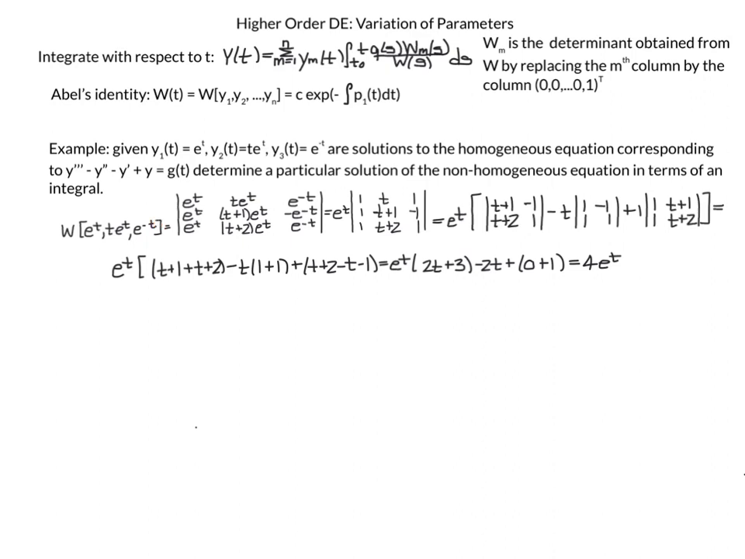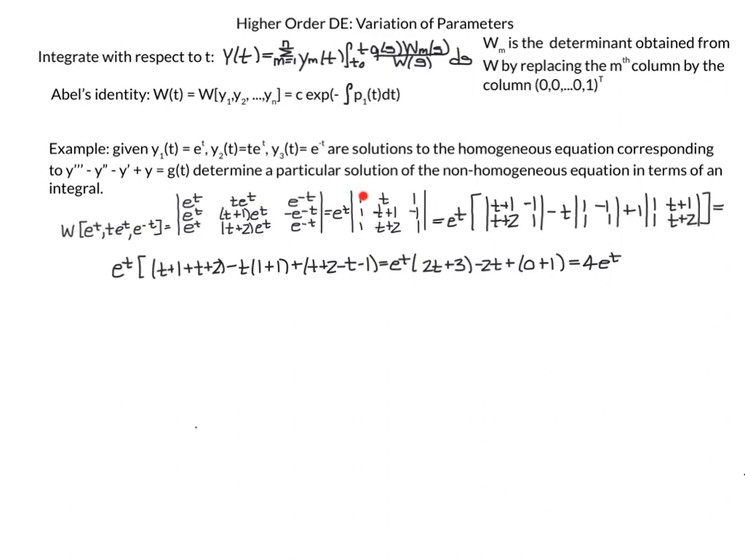So here I have e to the t, its first derivative, and its second derivative. Here I have t e to the t, its first derivative and its second derivative. And then last I have e to the minus t and then its first derivative and its second derivative. So I'm going to go ahead and pull out my e to the t just to make things a little easier, because this is sort of a constant.